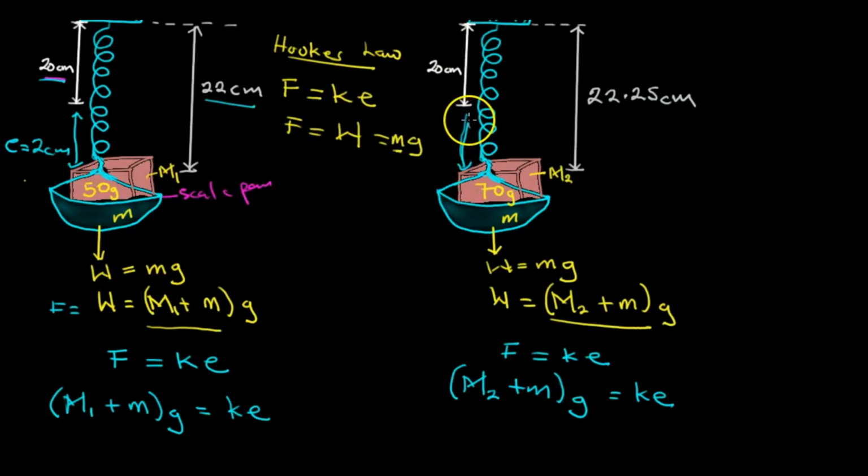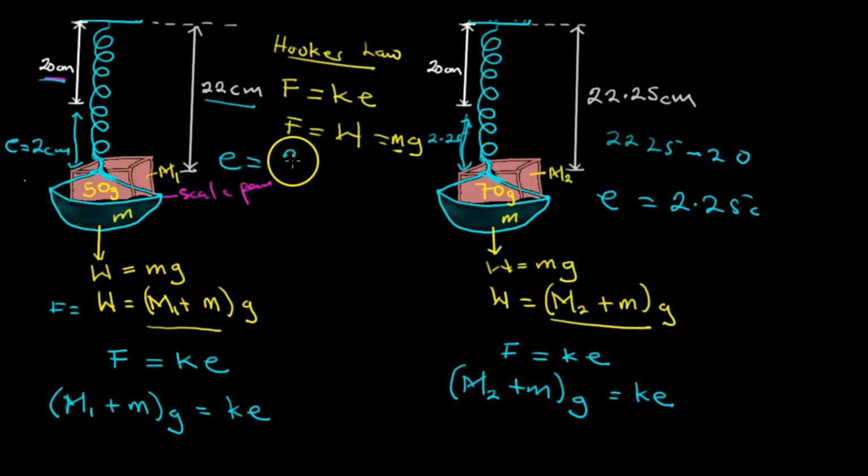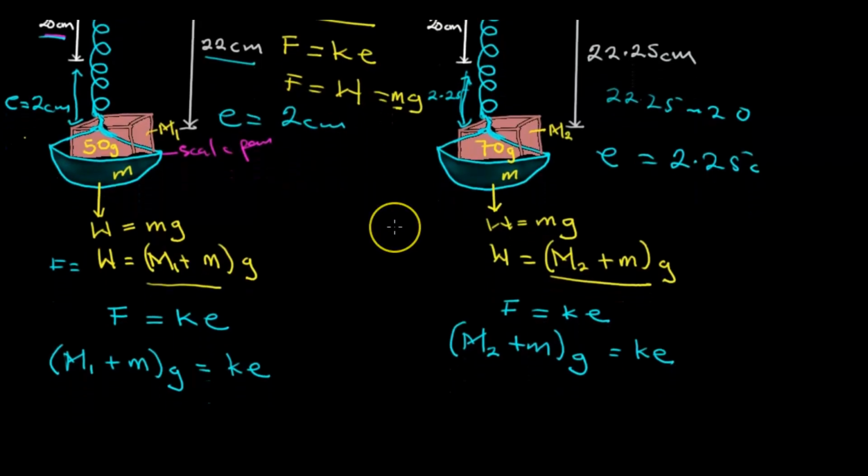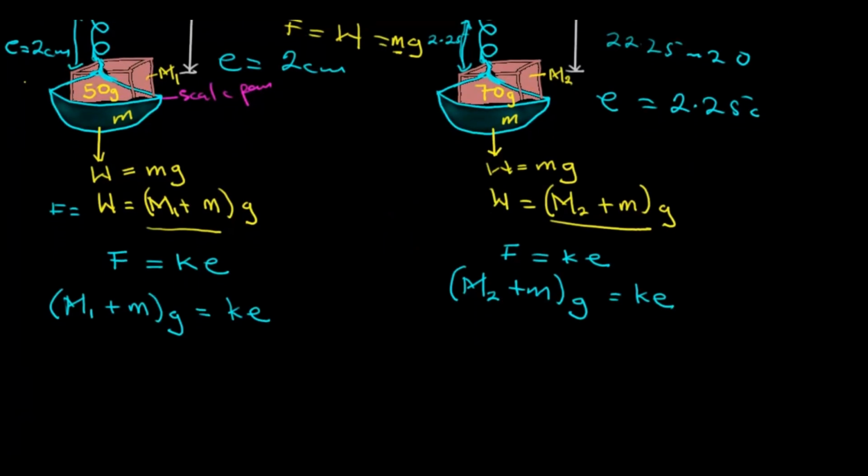The extension will be from here to here, which is 22.25 centimeters minus 20, and that will give us 2.25 centimeters. So we have our extension for both. Extension here equals 2.25 centimeters, and the extension here is equal to 2 centimeters. So we can substitute that into our work.